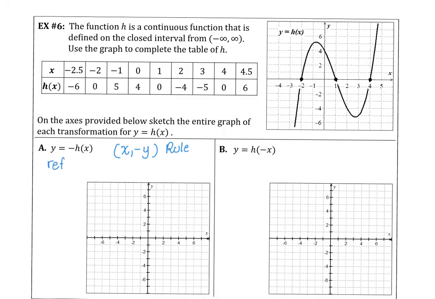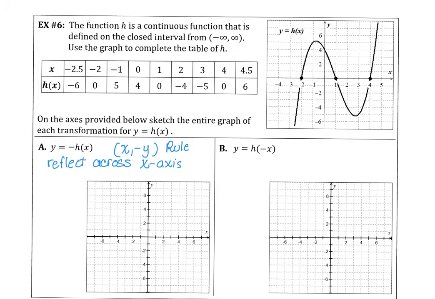What are we doing? We're reflecting across the x-axis. So it's going to take that parent graph and reflect all of those. We're going to change all of the y's. So instead of negative 6, it would be positive 6. So at negative 2.5, we're up here at positive 6. At negative 2, we're still at 0. At negative 1, we're at negative 5. At 0, we're at negative 4.